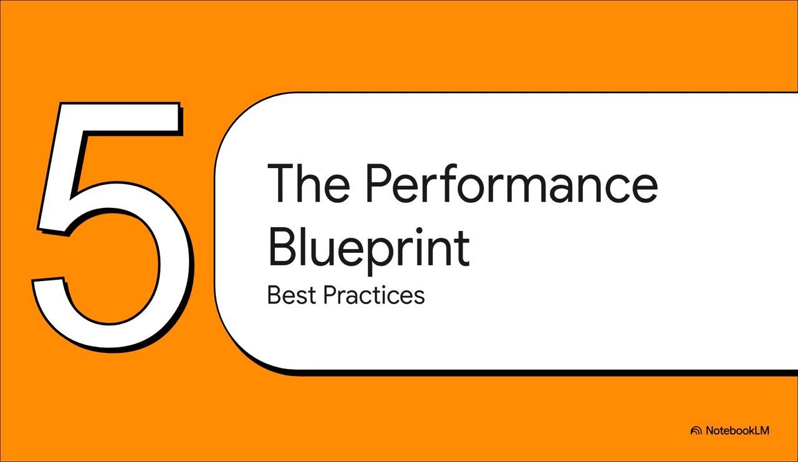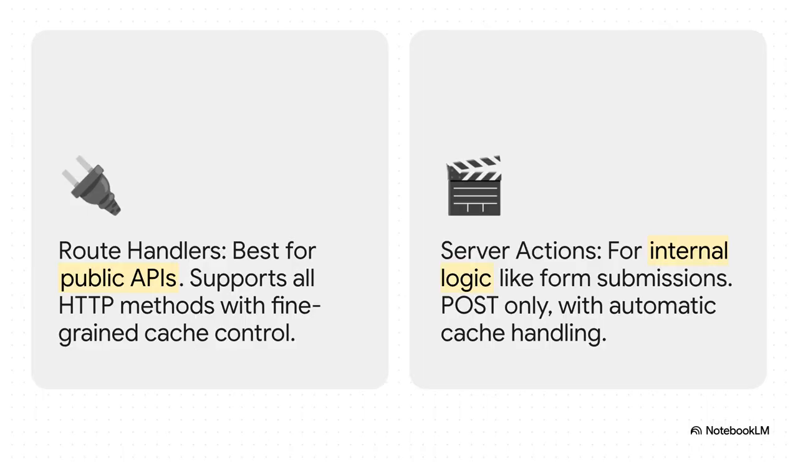All right, so we've diagnosed the problem, we understand the cause and the effect, so now for the important part. What do we do about it? How do we take this knowledge and use it to build apps that are both incredibly fast and fully dynamic where they need to be? Well, a big part of it is just choosing the right tool for the right job. If you're building out a public API endpoint, something another service is going to call, route handlers are your best bet. They give you total control. But for stuff inside your app, like handling a form submission, server actions are fantastic because they're simpler and handle a lot of the cache updating logic for you automatically.